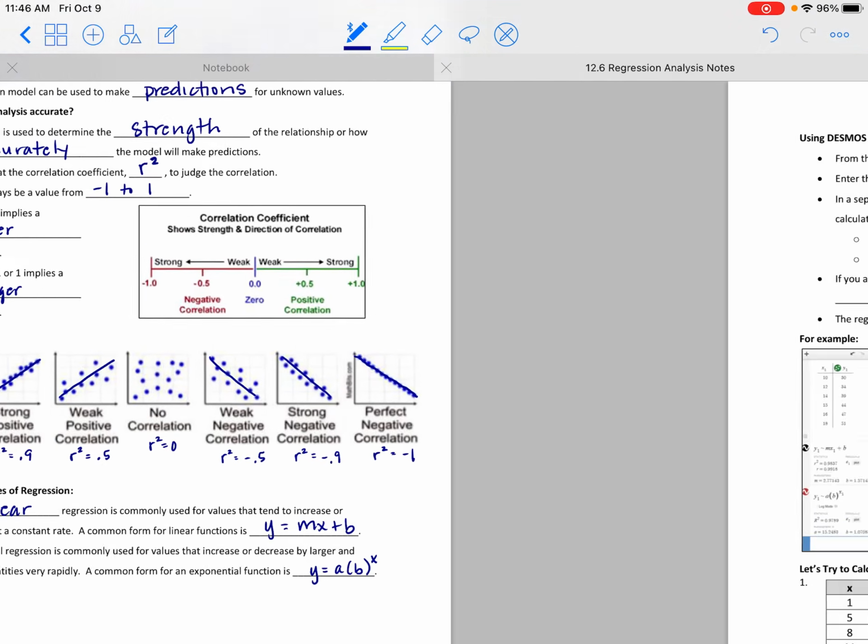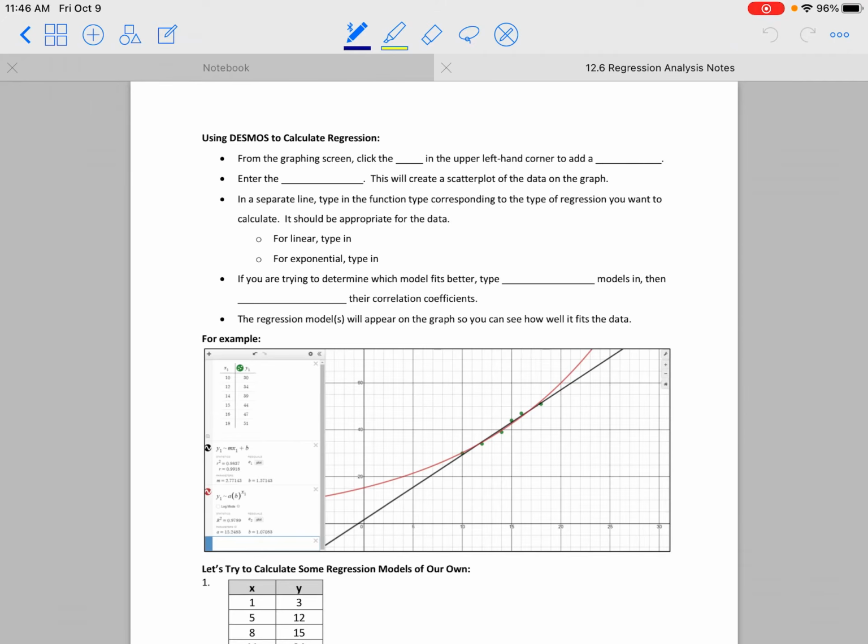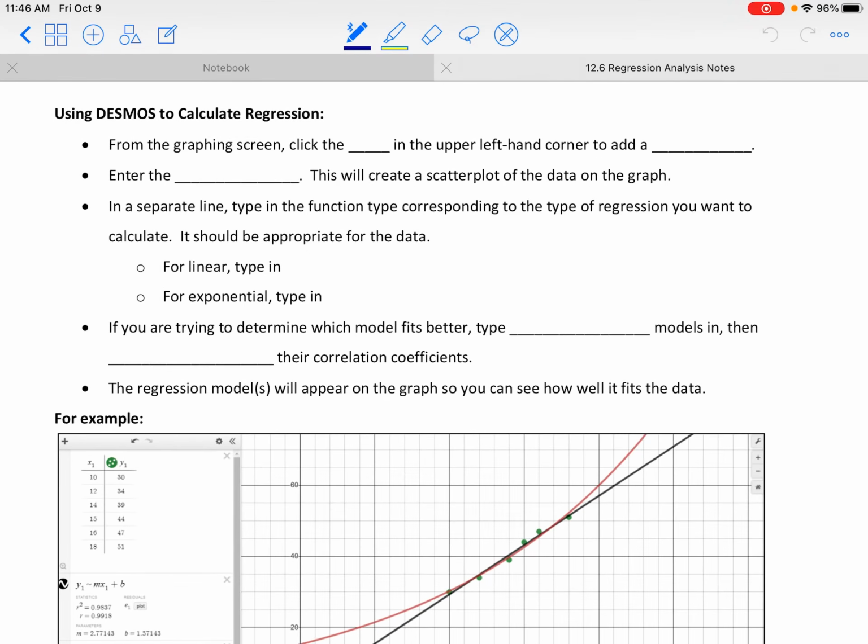How does it work, though, when we want to create our regression model? So what we're going to do is use Desmos. We got to love the free Desmos app. I don't know about you, but I do. From our graphing screen, we're going to click on the plus sign that we're going to see in the upper left-hand corner of the Desmos screen. And then from that plus sign, we're going to have some options. What we want to do is add a table.